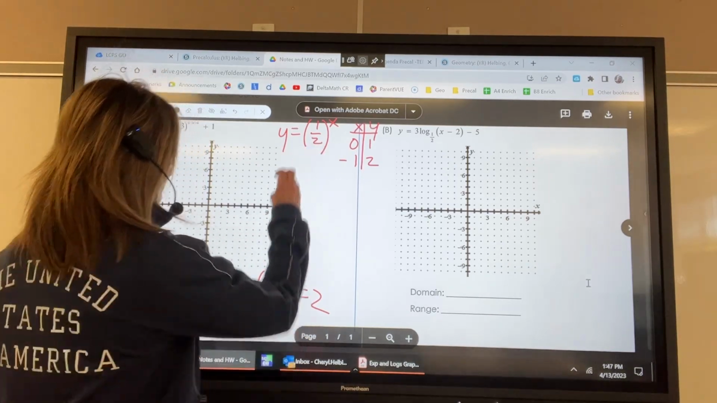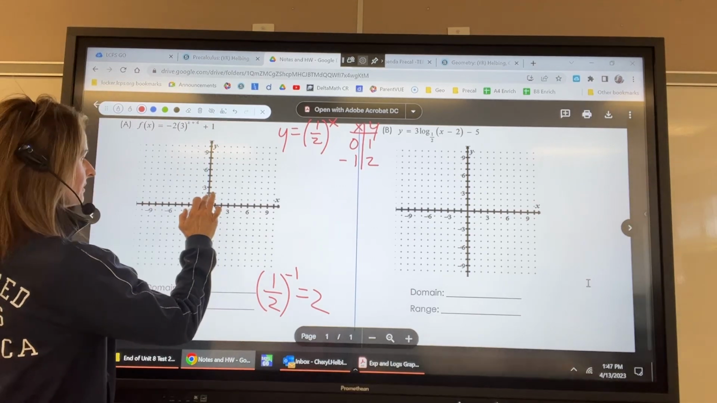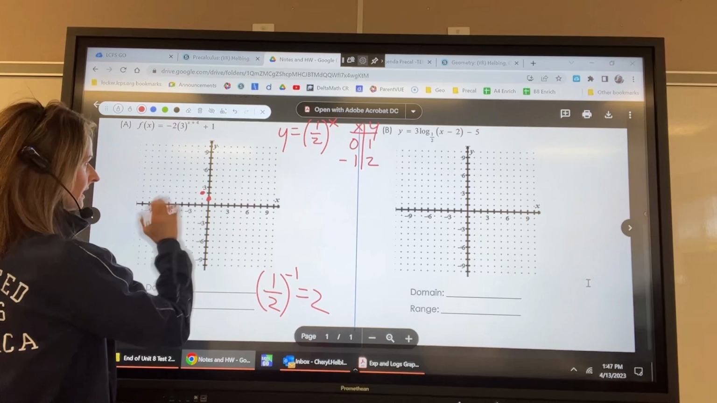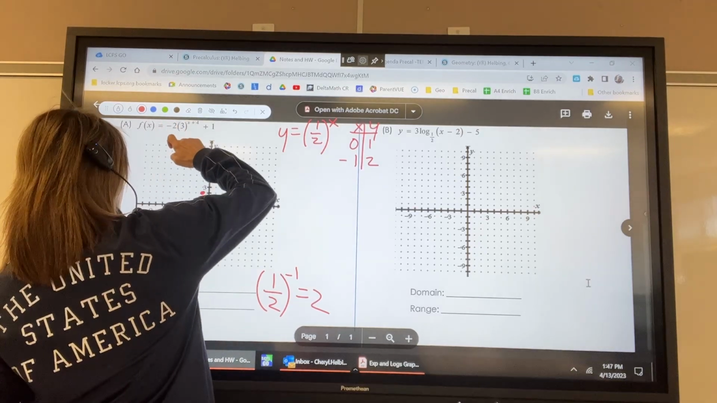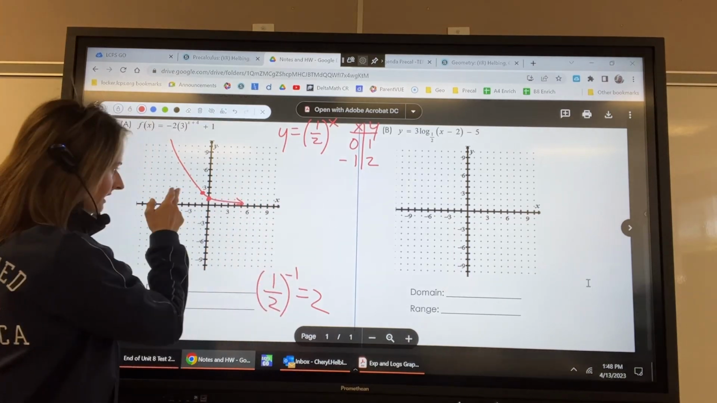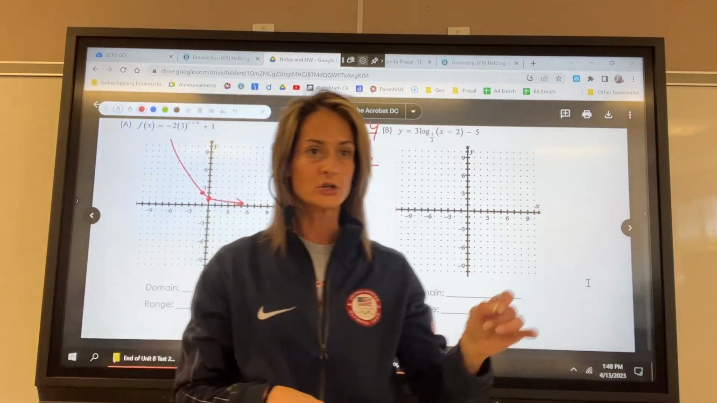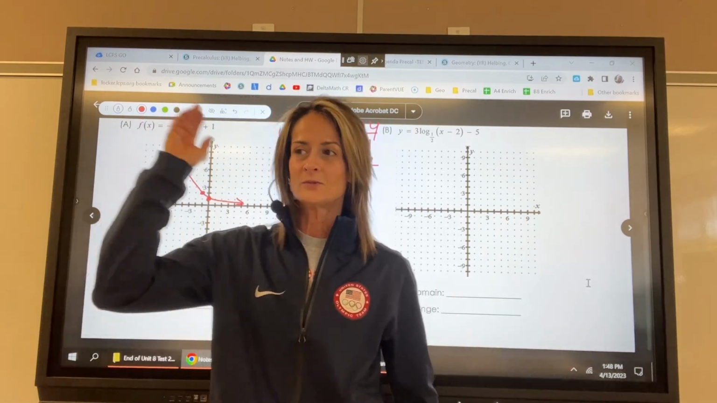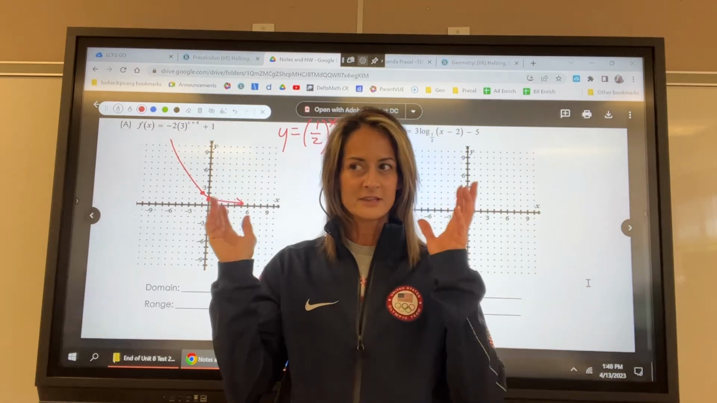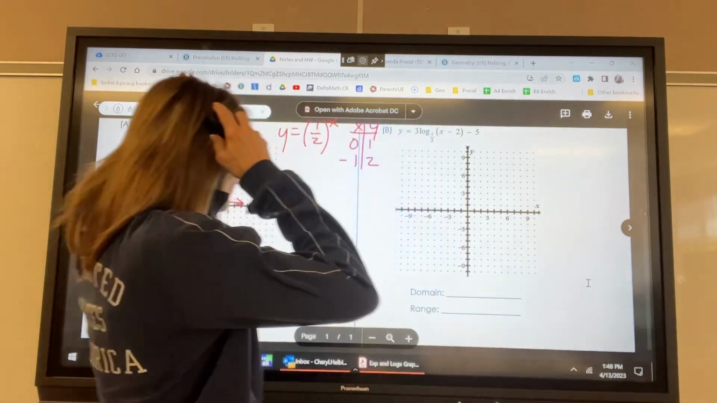So if I take those 2 points, and actually I'll just graph it on this chart right here, 0, 1, and then -1, 2. Okay, you can see this is why this is called decay, because as the x values are increasing, the y values are decreasing, because that exponent is getting larger and larger. And when you do 1/2 times 1/2 times 1/2 times 1/2, that's going to be a smaller and smaller number. Are you with me?